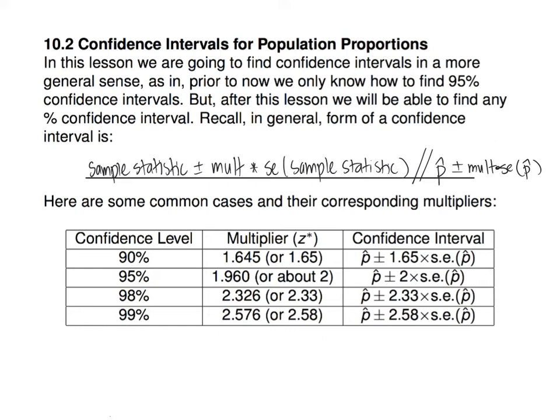And here are some common cases and their corresponding multipliers. So 90% confidence, the multiplier is 1.645 or about 1.65. 95%, it's about 2, and you can think, oh yeah, 95%, 2 standard deviations is about the mean. 98%, 2.33. So it's not quite to 3 because we're not at the 99.7 yet, but it's going up. 99%, we're at 2.58. And then you see you have the general confidence interval form on the right. And we'll talk about where those numbers come from in just a teensy bit.